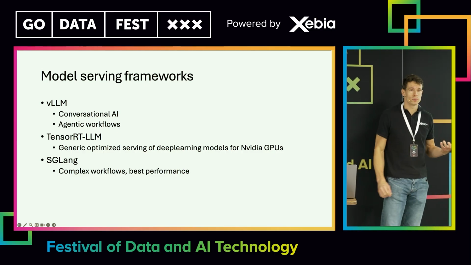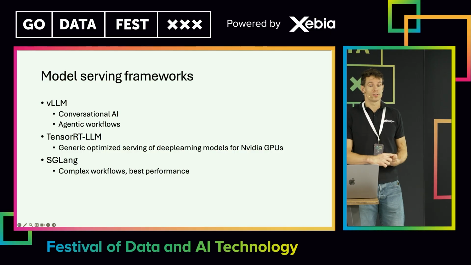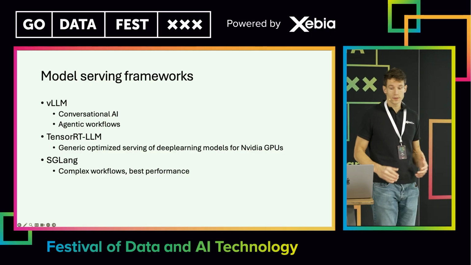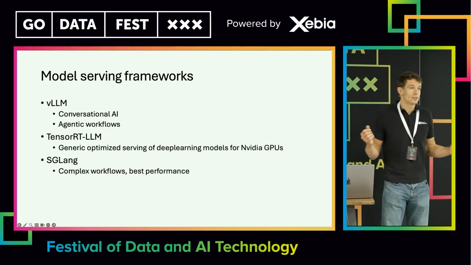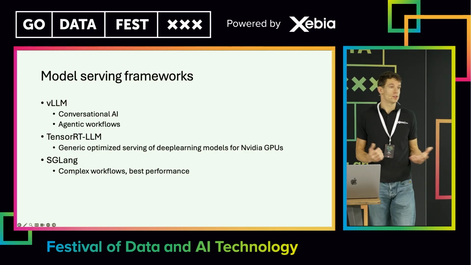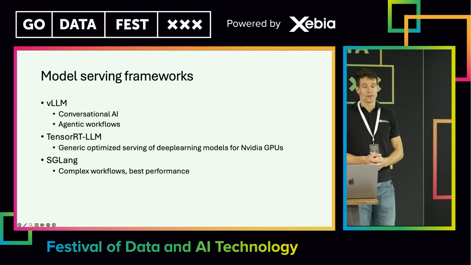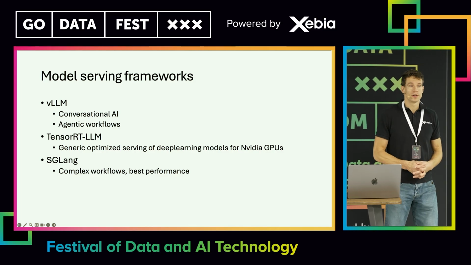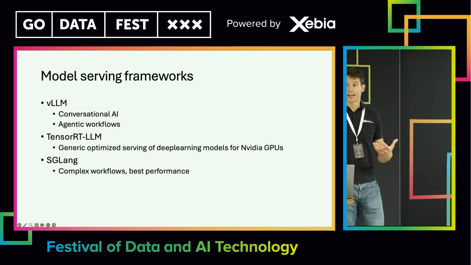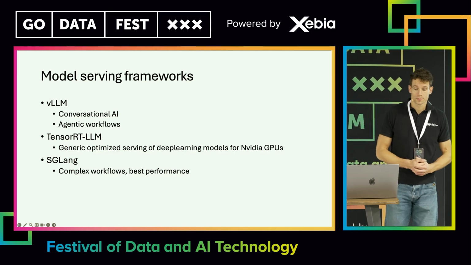vLLM is the most popular serving framework by far. This is very good for these conversational AI and agentic workflows that we just described. Then we have a framework like TensorRT-LLM, which only works for NVIDIA chips, because this is developed by NVIDIA. And this is a more generic deep learning optimized framework that's less good for these recurring patterns, but is the fastest in computing tensor operations on NVIDIA GPUs.